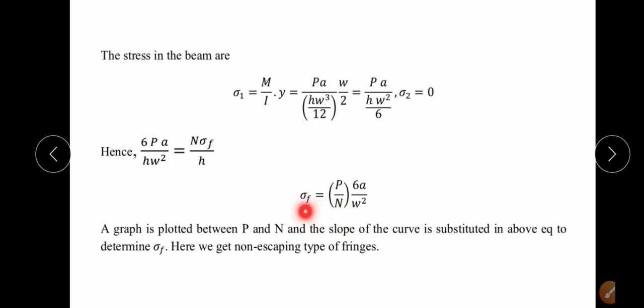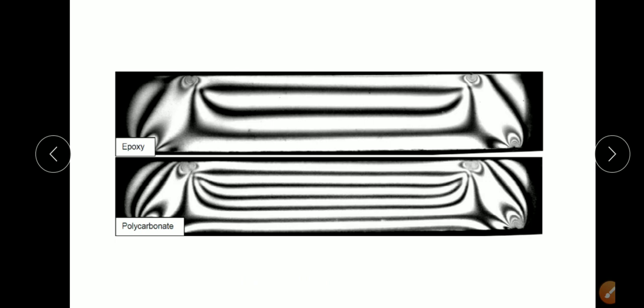So by that the bending moment, whatever the element or beam is, is also calibrated by this equation, okay, by determining sigma F. And you are going to plot the graph with respect to load and fringe order, and you are going to take the value of that and substitute in this equation and you are going to get the values in here. Okay, you get the non-escaping type of fringes.